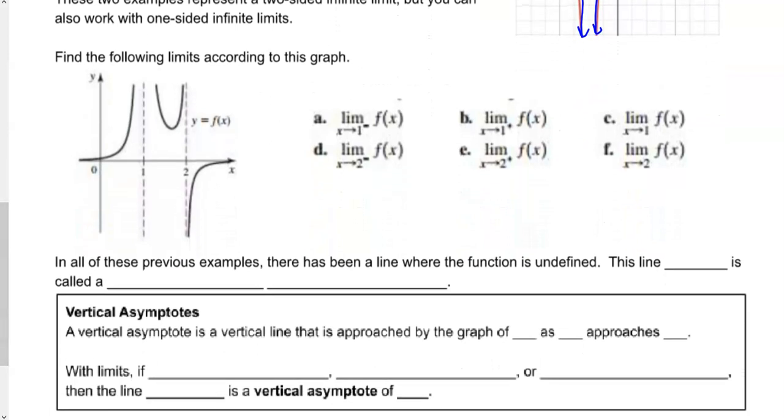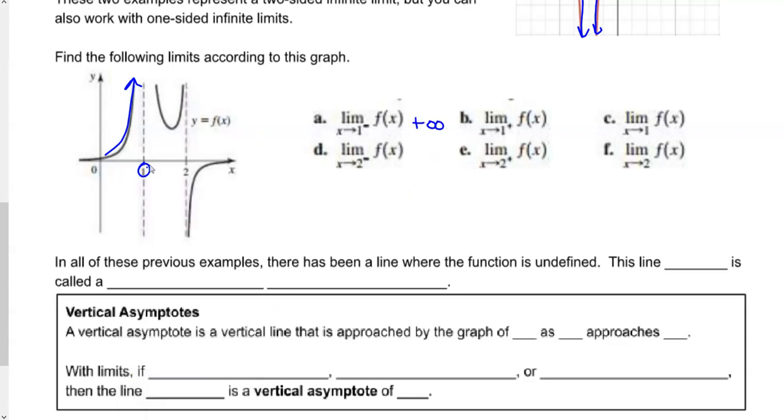So let's look at another graph. That was the two-sided limits. We can also just look at one-sided limits and then combine them in the end. So it depends on what's given to you and what you have to find. So let's look at x equaling 1, which is right here. What happens as I approach it from the left? Looks like it's going up, up, up to positive infinity.